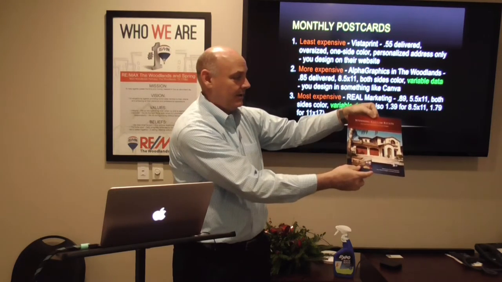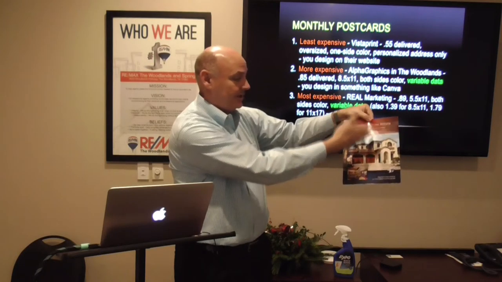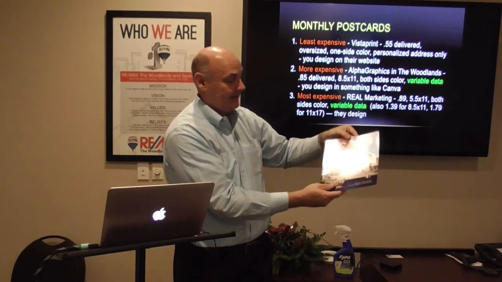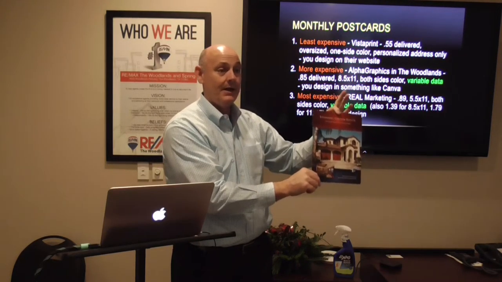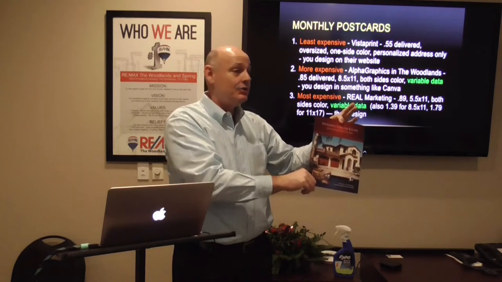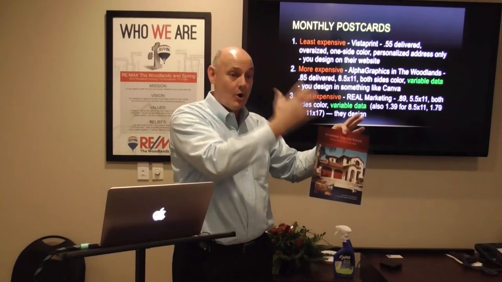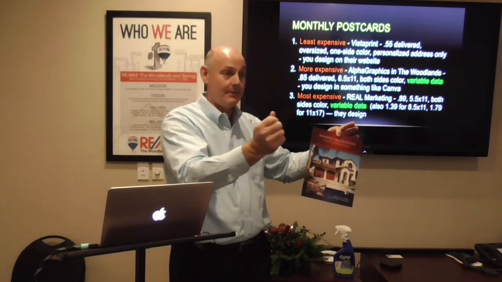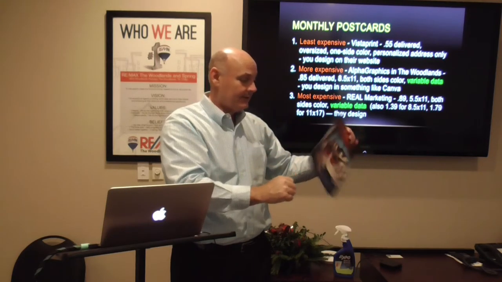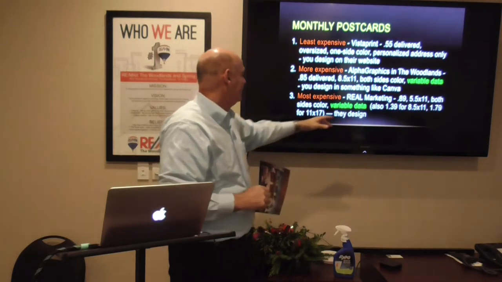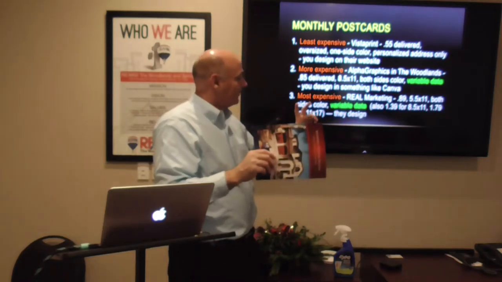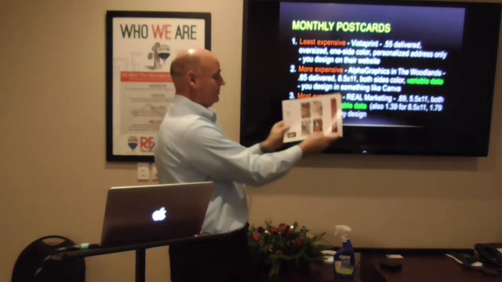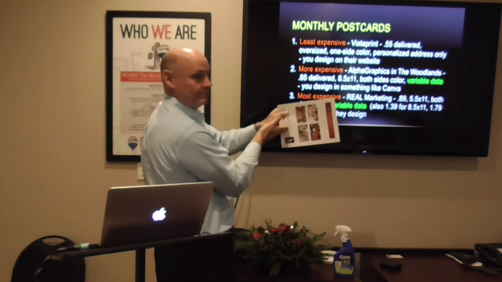Here's an example of their 8.5 by 11. It's heavy cardstock. It's laminated. You can see the address goes right in here. So this is the postcard. Super nice. Now this is a just listed card. But what they will typically do on the 8.5 by 11 is a market update card. And they do all the data search. I mean, they do all the work. They design it, build it. You just sign off on it. You approve it.